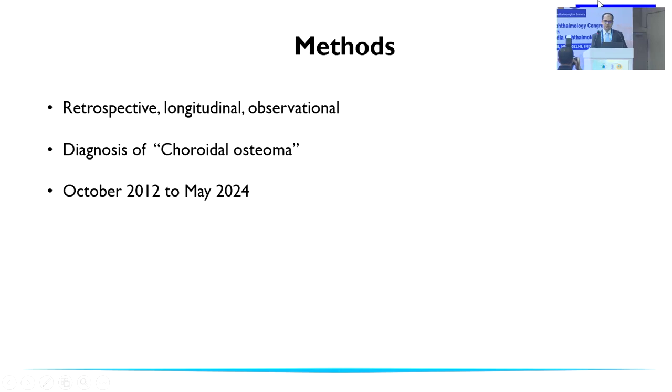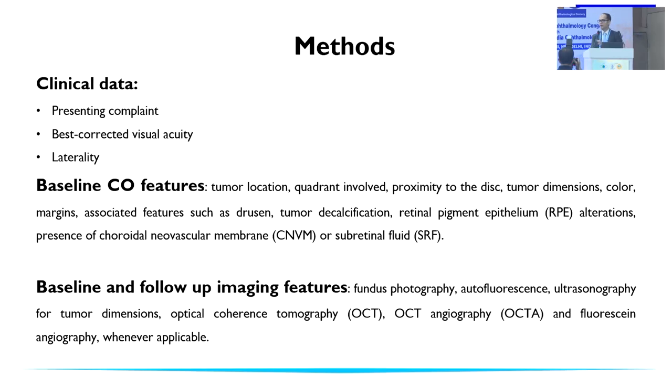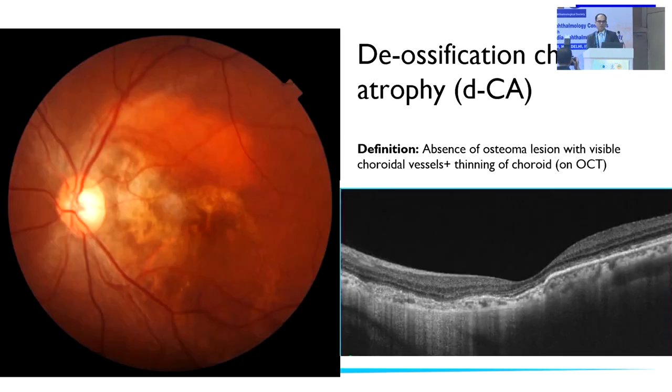So this was a retrospective observational study of all cases of osteoma from 2012 to 2024, and we included most of the demographic findings and imaging findings. The first term we tried to define was deossification choroidal atrophy, which is kind of an end stage of deossification process because it's kind of a process, so it's difficult to measure. So we took the end stage, and it was defined by absence of osteomal lesion with visible choroidal vessels and thinning of choroid on OCT.